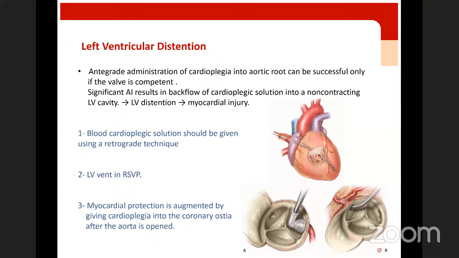Therefore, to avoid this problem, when the aortic valve is non-competent, we start with cardioplegia in the retrograde technique until complete cardiac standstill. In addition to that, an LV vent should be placed in the RSPV, the right superior pulmonary vein, and then extra doses of cardioplegia can later be given in augmented doses directly in the coronary ostia after the aorta has already been opened. This shows the use of a protective tip to avoid injuring the coronary ostia, not directly cannulating the coronary ostia like this, to avoid injuring the ostia or the coronaries themselves. This is an LV vent through the right superior pulmonary vein.